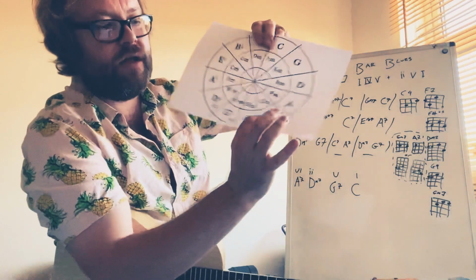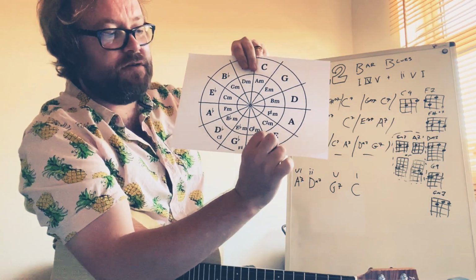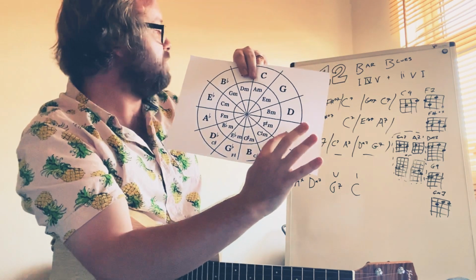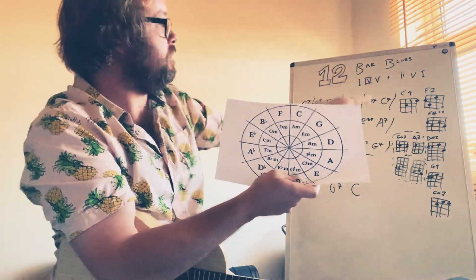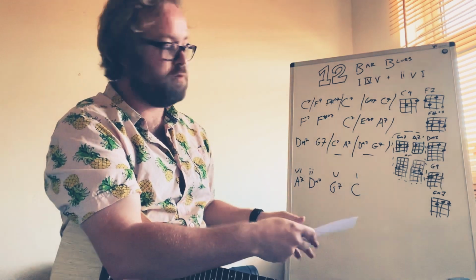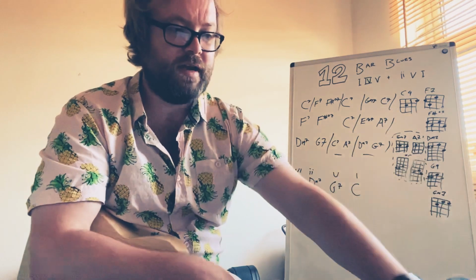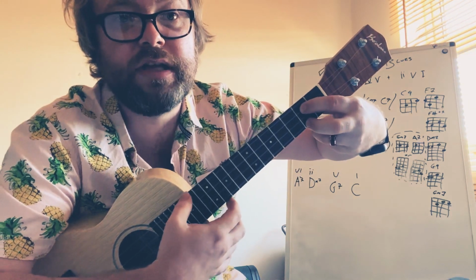Now let's have a look. Here's our circle of fifths. Look, an E minor 7 or an E is a 5th above the A. And look what else we've got, which is super cool. 2, 5, 1, 2, 5, 1. We've got another 2, 5, 1 progression. Now an E minor 7 is played 0, 2, 0, 2.